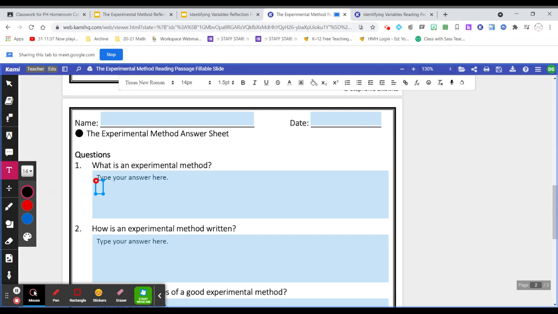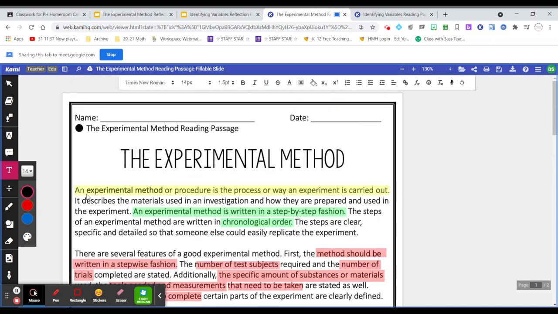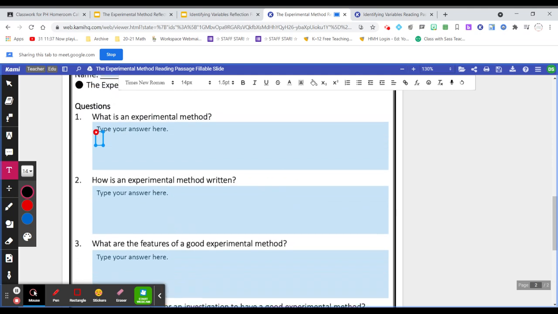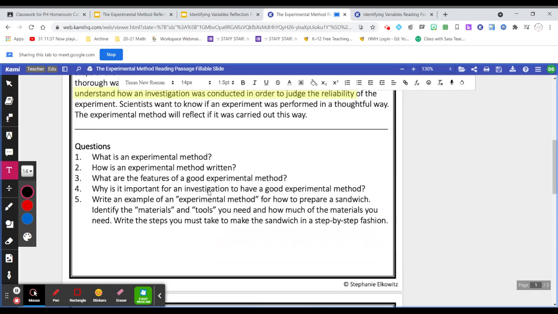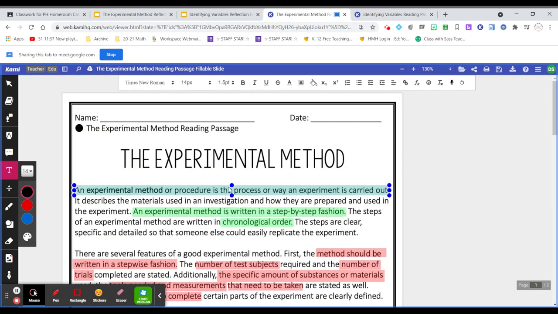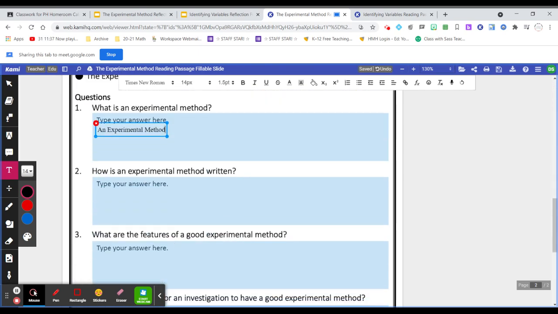Yeah. So to answer this specific question, we can go back to our very first sentence because that defines experimental method. An experimental method or procedure. So our answer is the process or way an experiment is carried out. When we go to write our answer, we're going to write: an experimental method is the process or way an experiment is carried out.